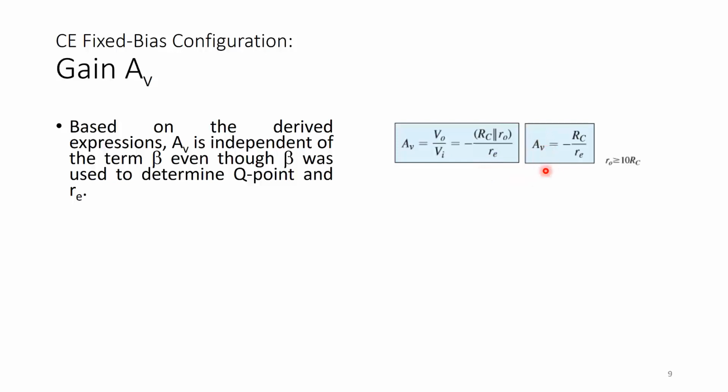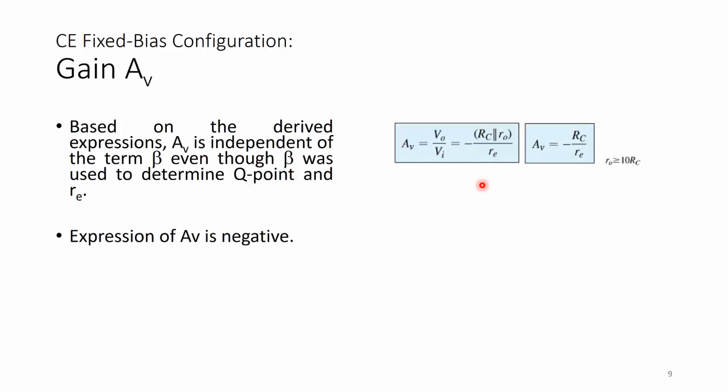If you can make RC small enough compared to R out, you can fix AV by fixing RC and fixing the Q point to get the IE that you want without it depending on beta in its direct expression. But we do use beta to get the Q point and IE. So that is the expression of AV. Still having some insights from these expressions of the voltage gain.